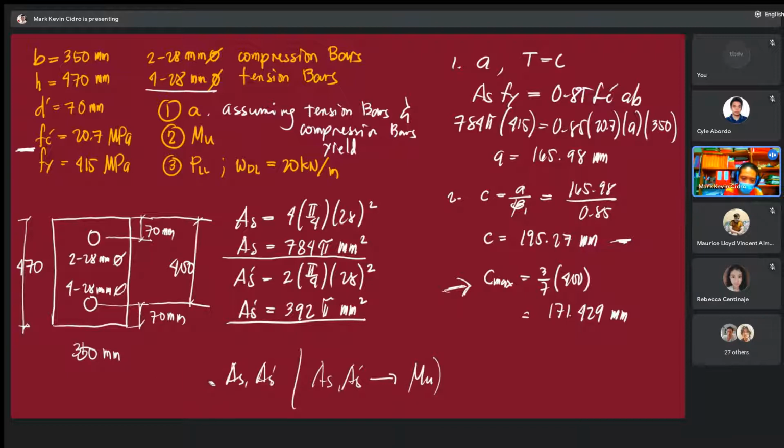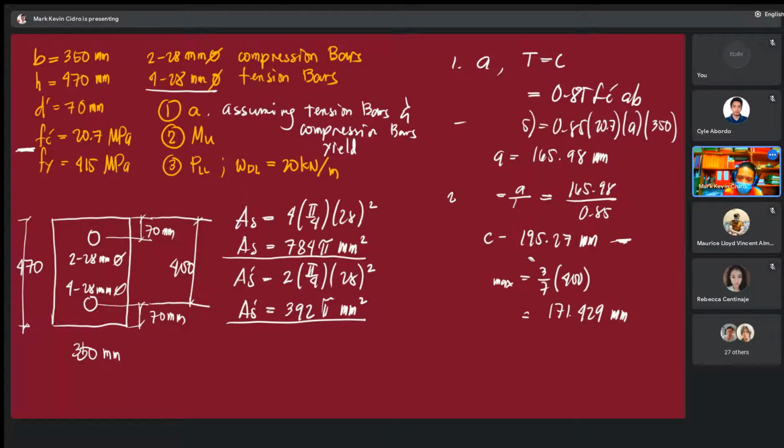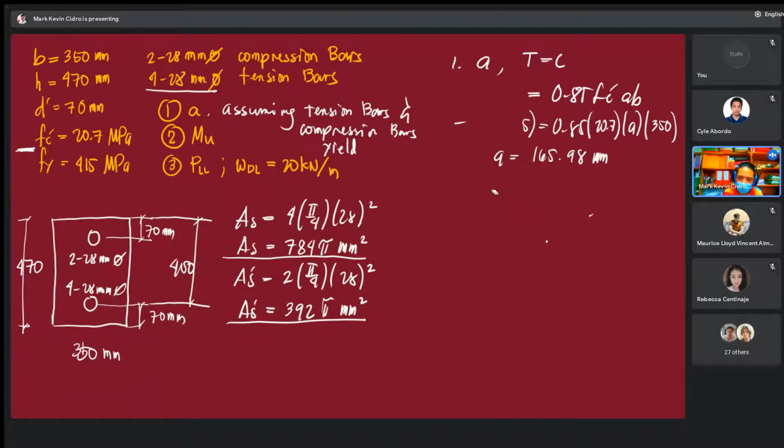So, let's analyze the bit capacity of this section. What will you do if you find out that your assumption is wrong? You go back to step number 1. That means it is doubly reinforced. Obviously, this is doubly reinforced, assuming the tension bars and compression bars yielded. So the problem is implicitly telling you that this is doubly reinforced.